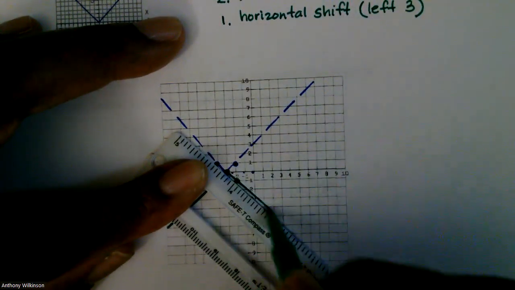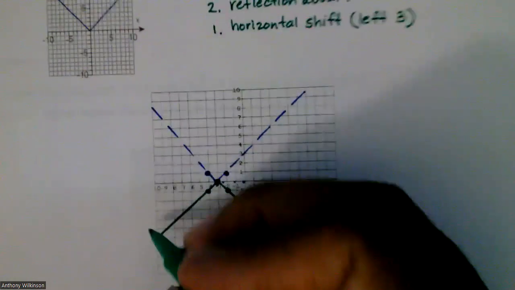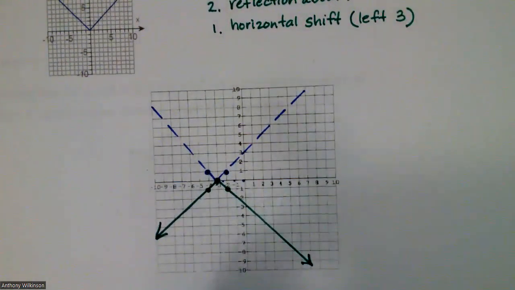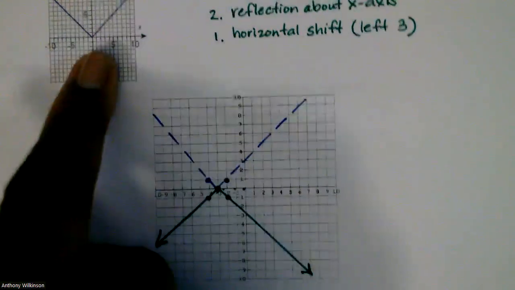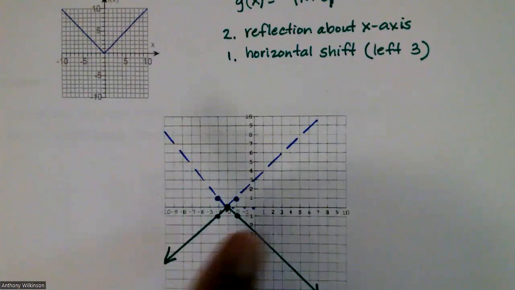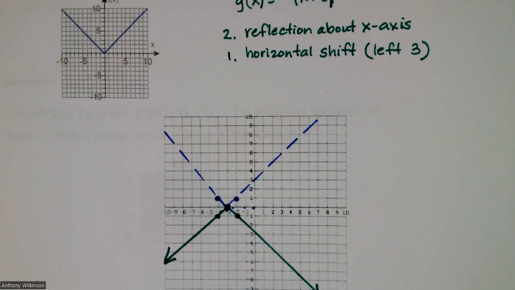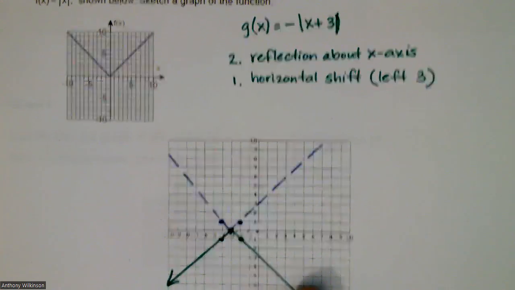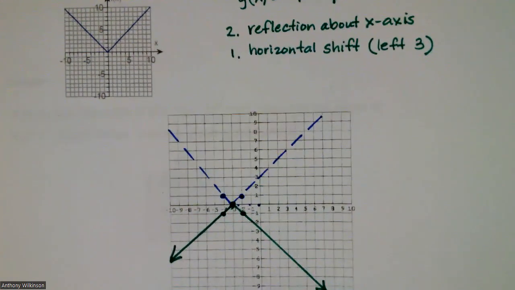And it's this one that's in green. This is the solid graph right here. That's the one that's reflected downward, okay? Because this graph reflected downward and then it shifted to the left 3 places, okay? So that's pretty much how you graph the function f of x equals the absolute value of negative the absolute value of x plus 3.